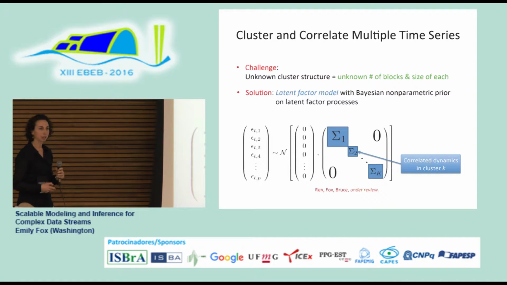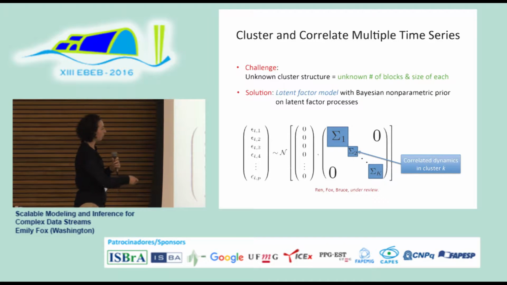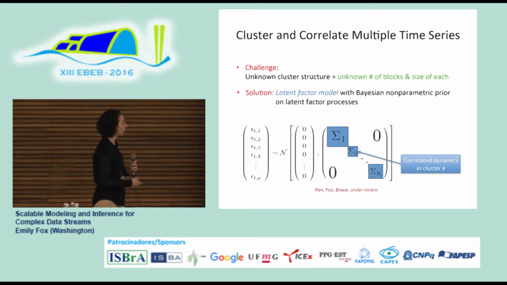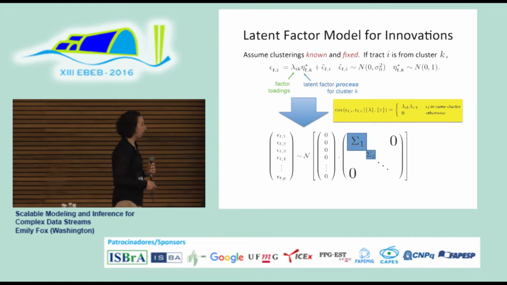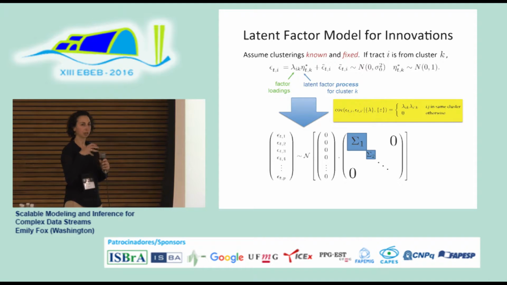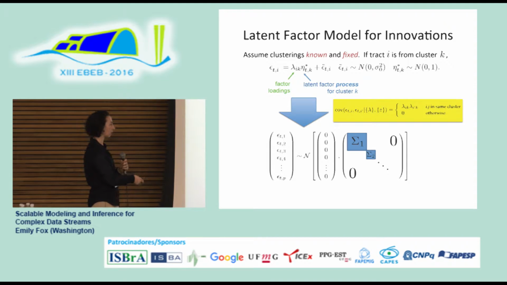Okay, but one of the challenges here is the fact that we don't know the clustering. So we don't know what the ordering of census tracts is that leads to this block structure, how many blocks there are, what the size of the blocks are. And so to handle this, we're again going to appeal to a latent factor model, and then we're going to place a Bayesian non-parametric prior to handle the fact that we don't know how many clusters there are. So we're going to take this innovation, the innovation at time t for census tract i. We're going to assume that there's a tract-specific factor loading and then a cluster-specific latent factor process. And then if we think about marginalizing these latent factor processes, this is what induces this block diagonal covariance structure.